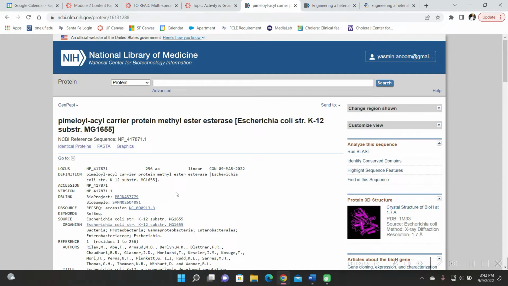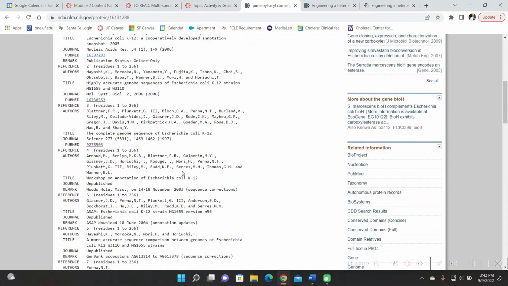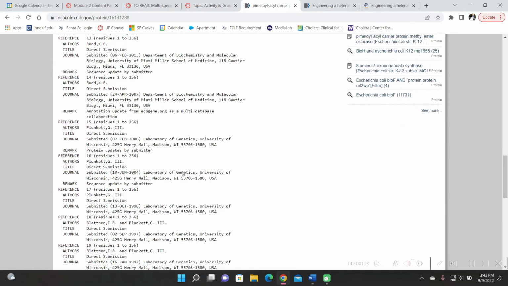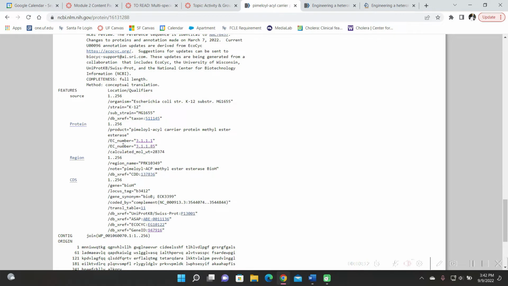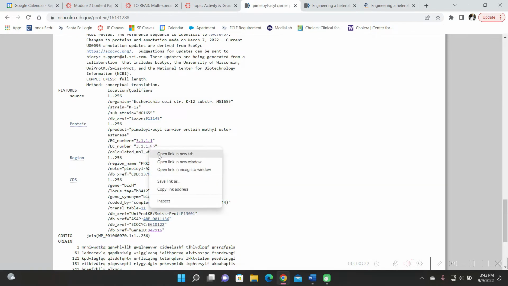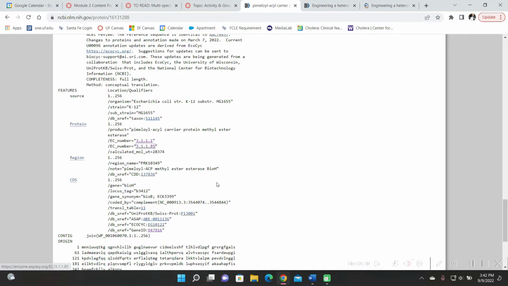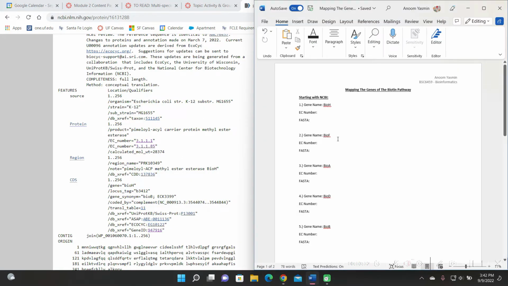which was labeled as protein methyl ester esterase. Then I scrolled to the bottom where it provides protein information, and there's usually an EC number there as well. In this instance, there were two EC numbers, so I clicked on both to see which one I needed. The first one was a carboxyl esterase, which is not the enzyme that we are looking at. So then I clicked on the second, and it was a methyl ester esterase, which is what we were looking for. So I recorded this EC number into my document.